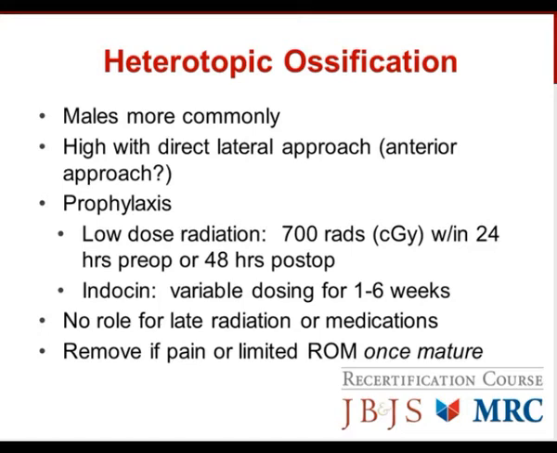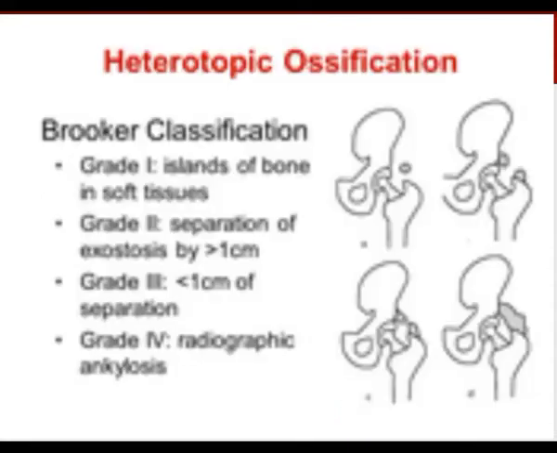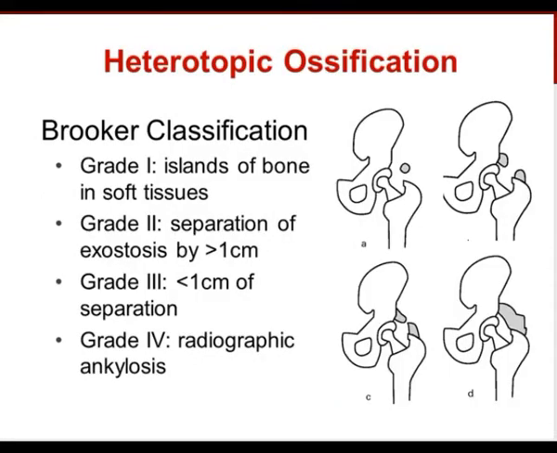For those patients who have mature heterotopic ossification, if they have pain or limited range of motion, then you can consider surgical excision. The Brooker classification is commonly used with heterotopic ossification. I don't think it's necessarily important that you memorize the particulars of this classification, but you should understand that grade 4 means severe ossification to the point of ankylosis, and grade 1 is the more mild heterotopic ossification that we may see that really does not limit range of motion or cause other problems.